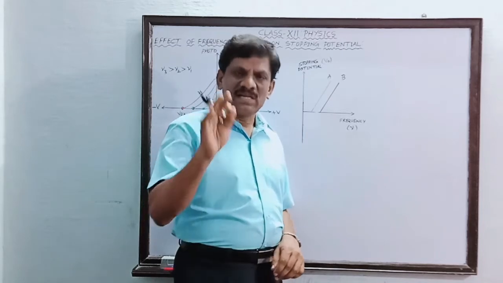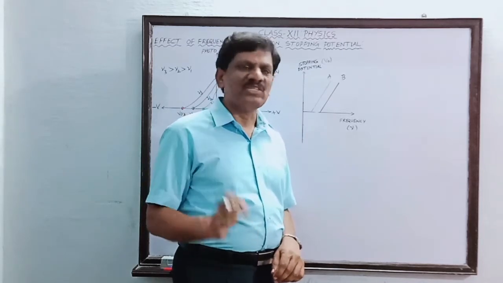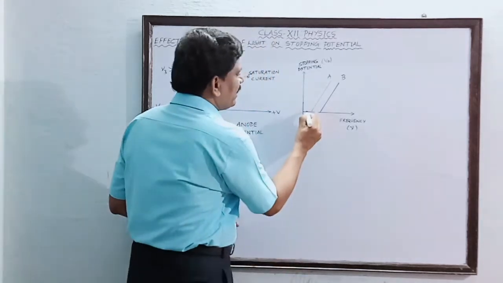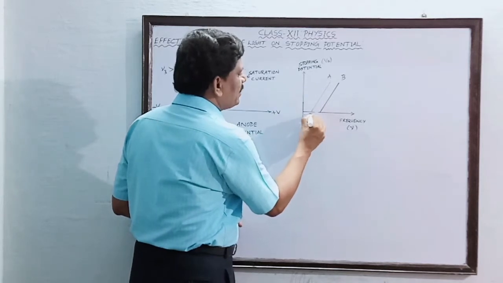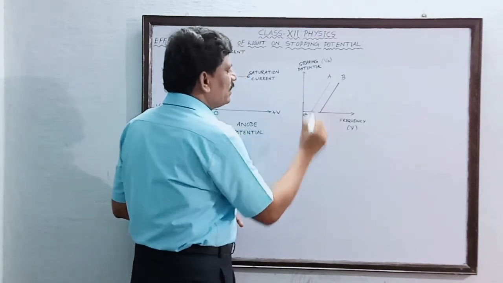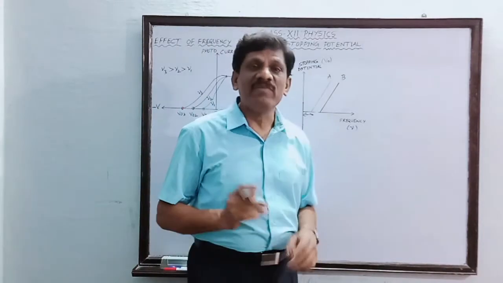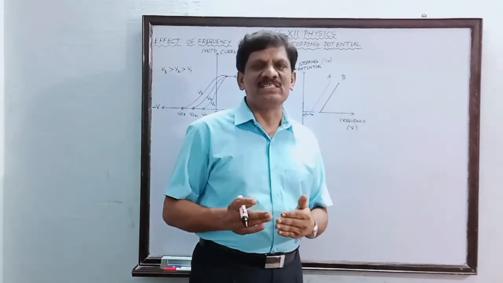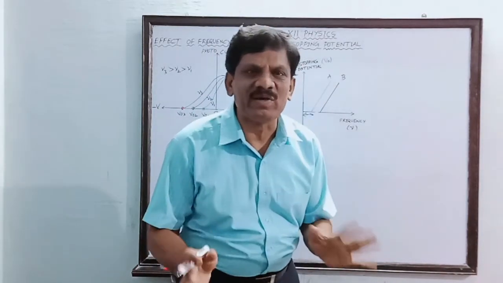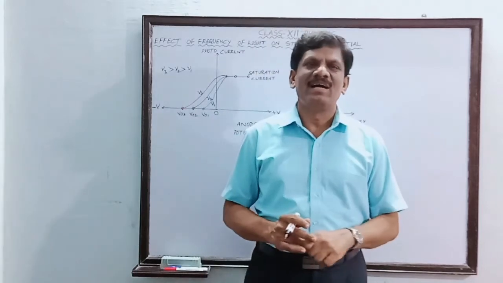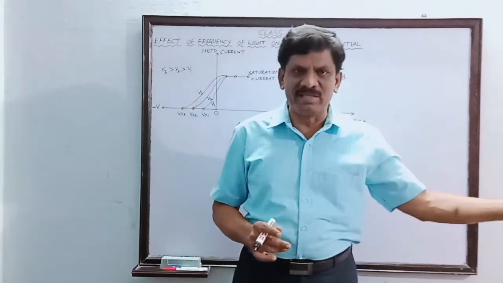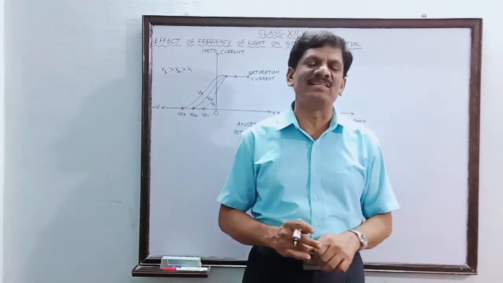So this clearly gives an information that there is a certain minimum frequency. See this portion, okay, this portion. There is a certain minimum frequency below which there is no emission of photoelectric current, at which and above which only there is emission of photoelectrons.